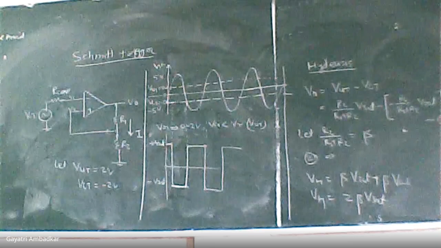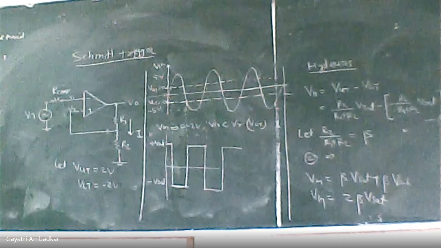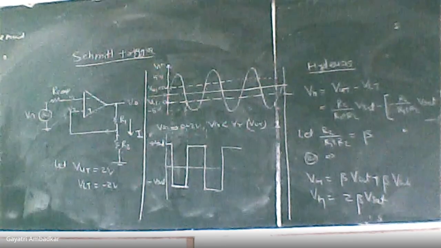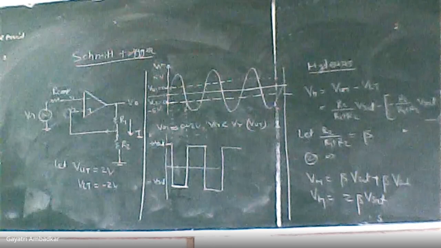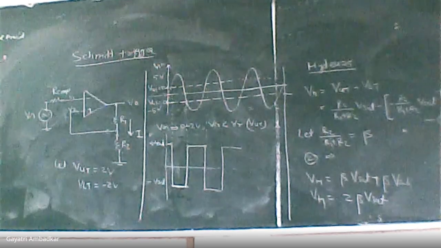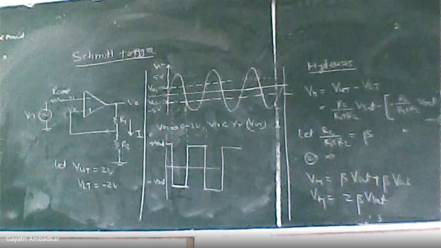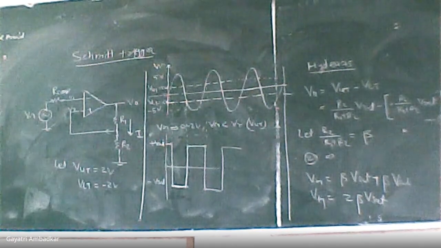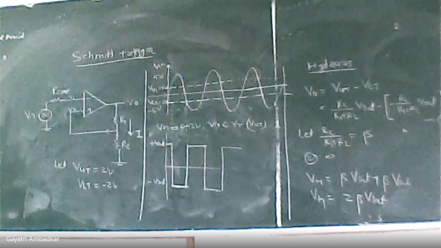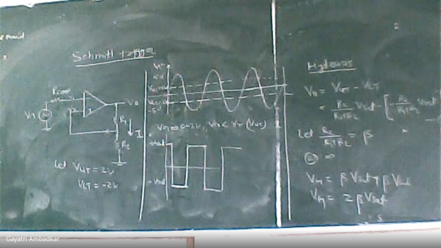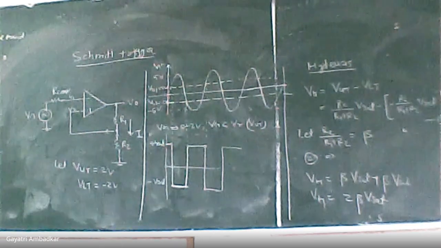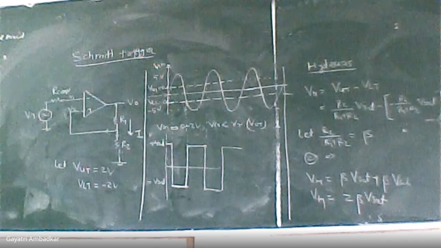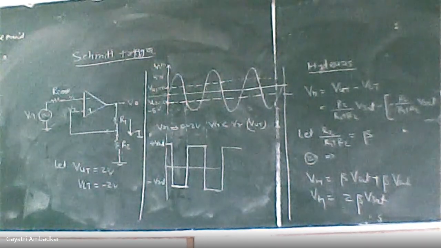Okay. This VUT and VLT is nothing but the voltage across R2, and it is nothing but voltage V2. Clear? This V2 is our reference voltage. We are comparing our input voltage with the reference voltage. And the beauty of Schmitt trigger is that your reference voltage is changing every time. Every time your output switches to plus VSAT, the reference voltage changes. When it changes to minus VSAT, again the reference voltage changes. So remember, the reference voltage is not constant, but it is changing.